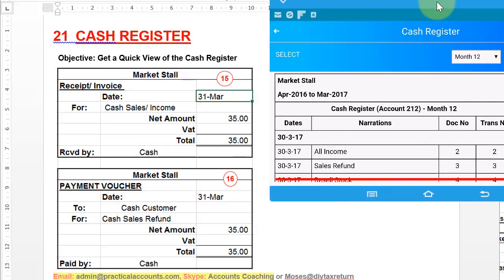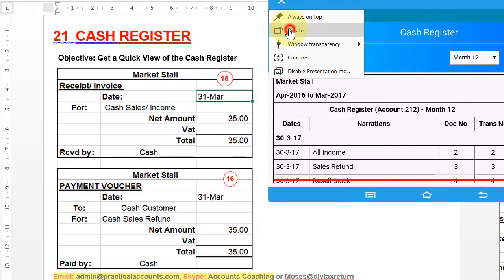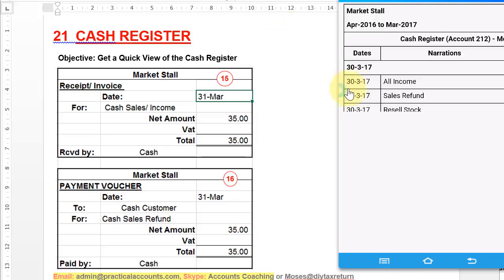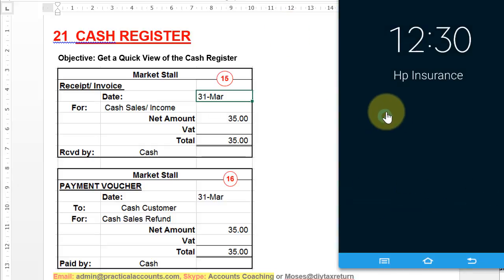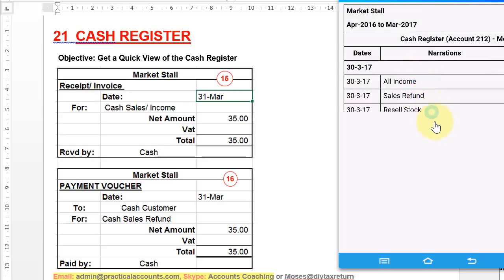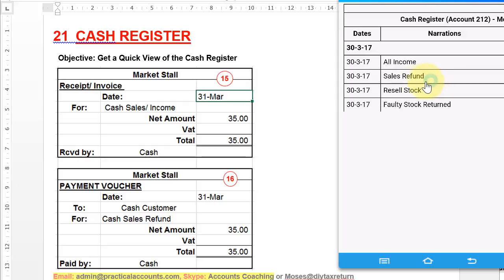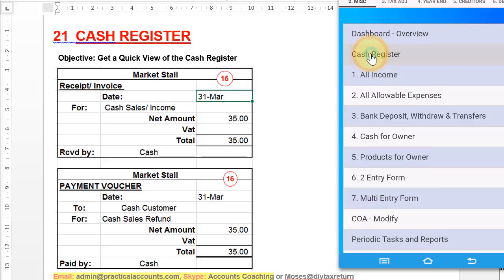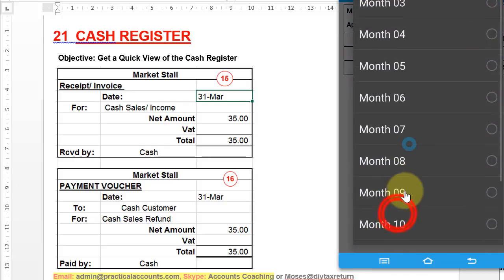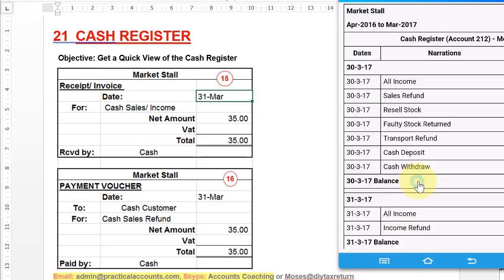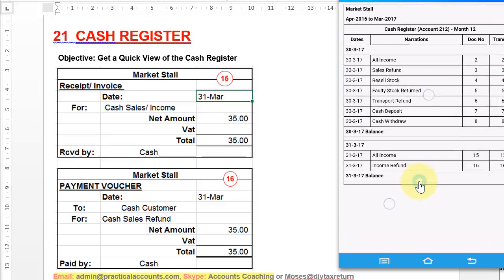Now we need to rotate our device to be able to see more on this. This is our account. Let's close it quickly and reopen it. Our cash register was disorganized. We go back to month 12, and we pinch.